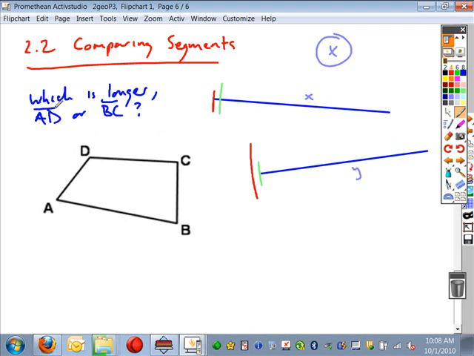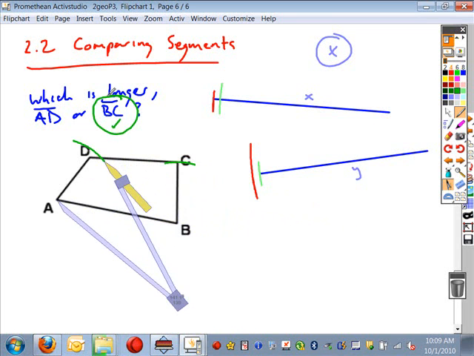CB looks longer. Okay? So if we want to confirm this, again, it doesn't matter which point we start at, but let's just say we're going to start at point B. We adjust our compass so that it is the length of BC. So here's my original. Okay, and so now when I compare it to AD, I'm going to place my compass tip on the other point, construct an arc. Does this arc intersect AD? No, so that means AD is shorter, so our answer would be BC in this case. Any questions about that?